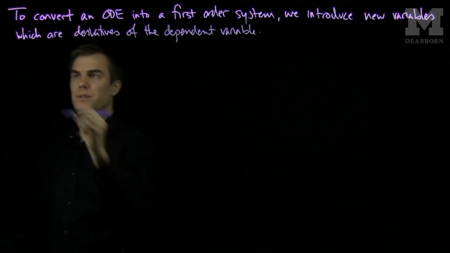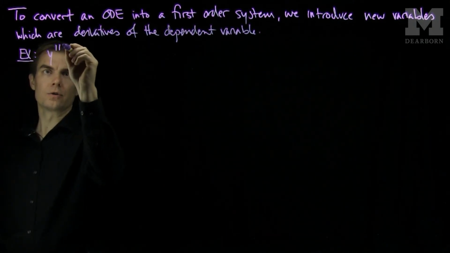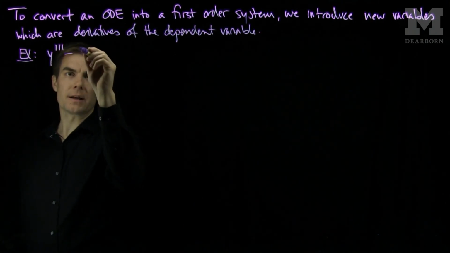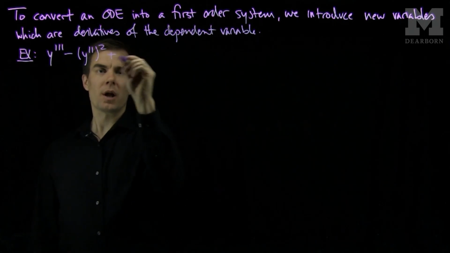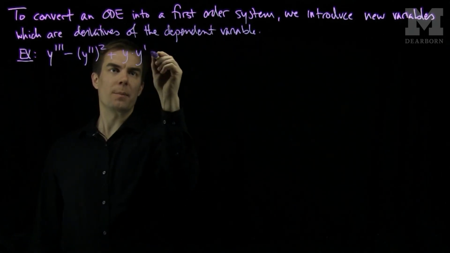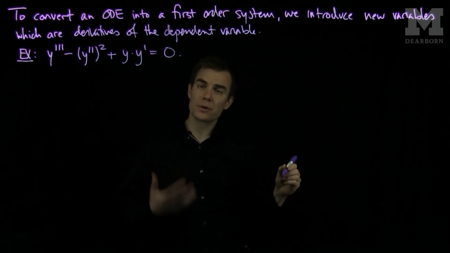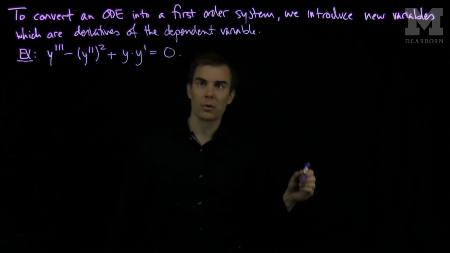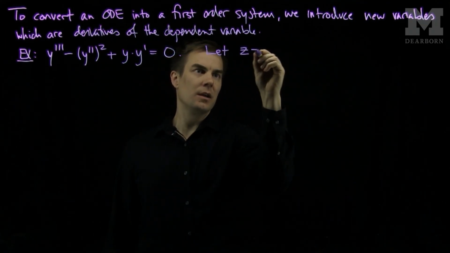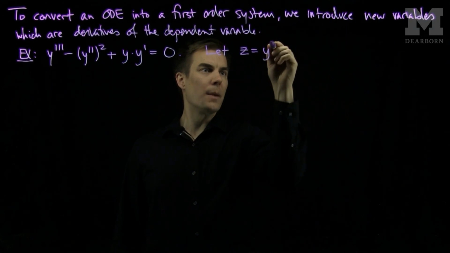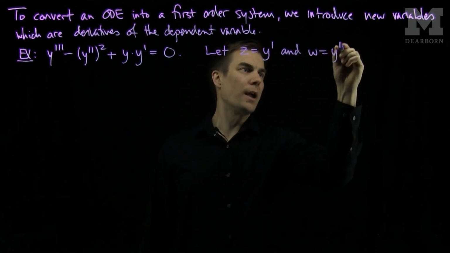Let's see an example of this. Let's consider the ODE y triple prime minus y double prime squared plus y times y prime equals 0. What we'll do is we'll now introduce two new variables. Let's let z be y prime and w be y double prime.